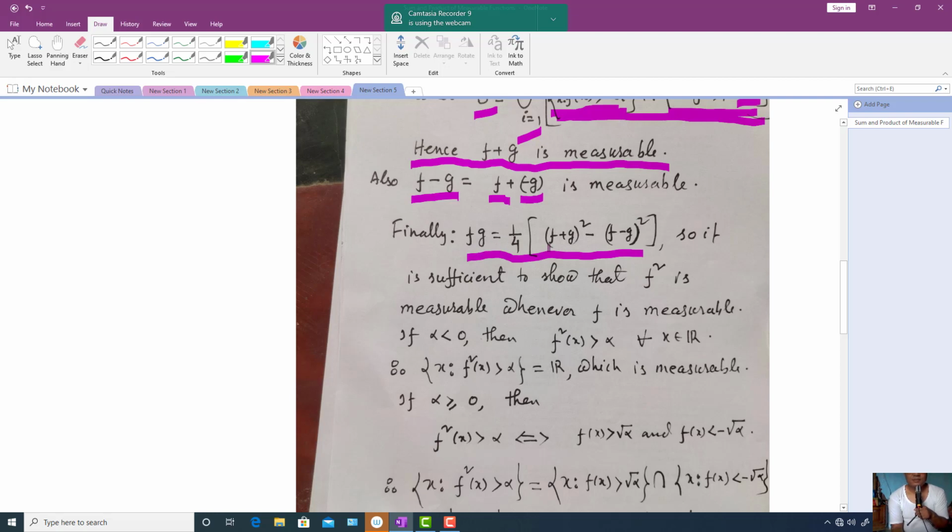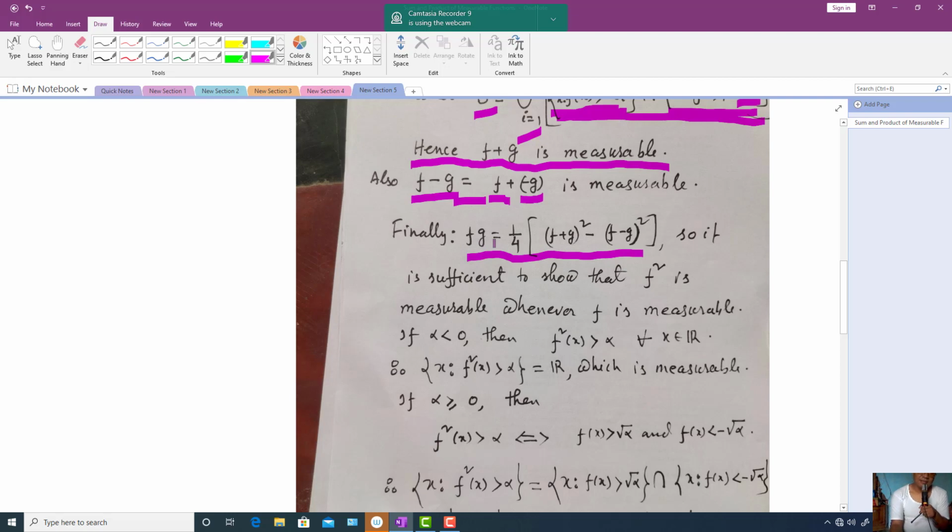So the idea is that if you are able to show that (f plus g) square is measurable, and (f minus g) square is also measurable, then just because of this result, the difference of two measurable functions is measurable. This is going to be the difference of two new functions, (f plus g) whole square and (f minus g) whole square. Their difference is going to be a measurable function. Then this measurable function is multiplied by a constant, so the resulting function is also measurable. That means fg is measurable.